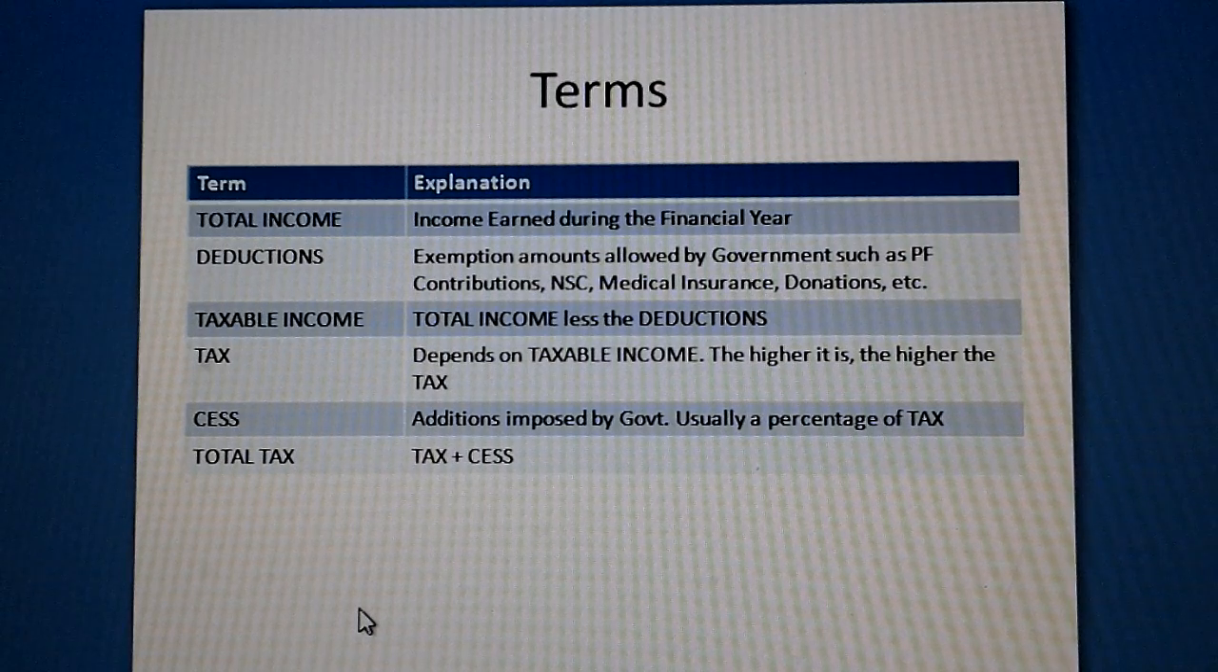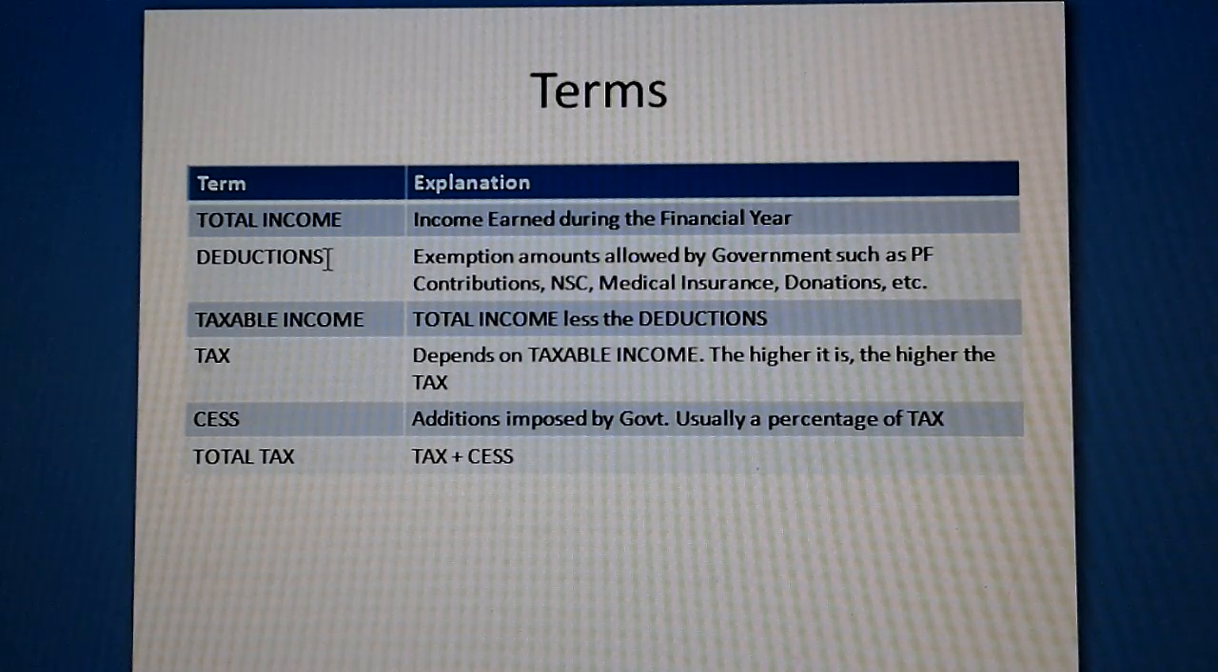Now, the terms, first of all. As far as we are concerned, we have the total income a person earns during the financial year. The financial year in India is from the 1st of April of one year to the 31st of March the following year.